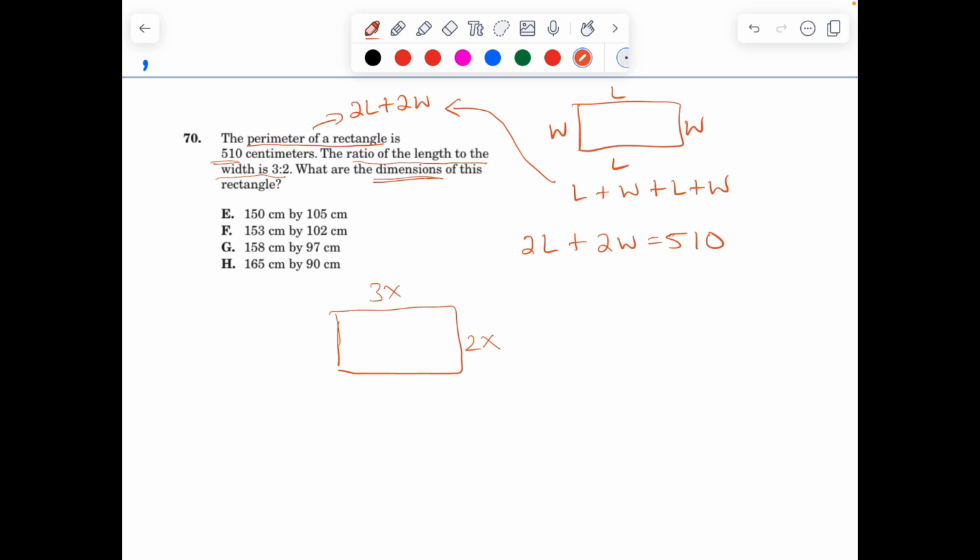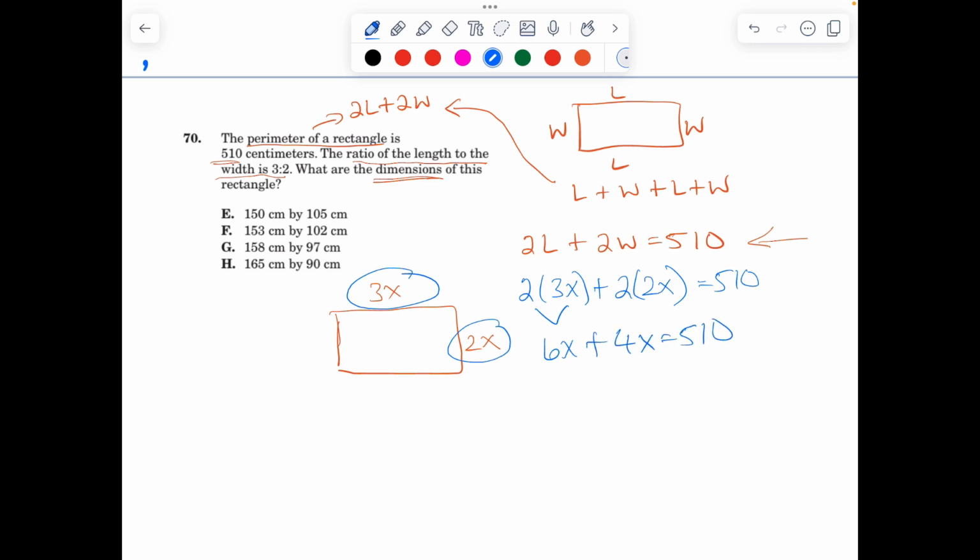So I have the formula written over here. And now I have expressions that represent the length and width. So I'm going to substitute them into this formula. So now I'm going to write 2, and instead of writing L for length, I'm going to write 3x because 3x represents my length. Plus 2, and instead of writing W, I'm going to write 2x because 2x represents my width. Equals 510. Now I'm going to go ahead and solve this equation. So I have 2 times 3x, that's going to give me 6x, plus 4x equals 510. That gives me 10x equals 510. Divide by 10 on both sides to isolate the variable, and that gives me x equals 51.